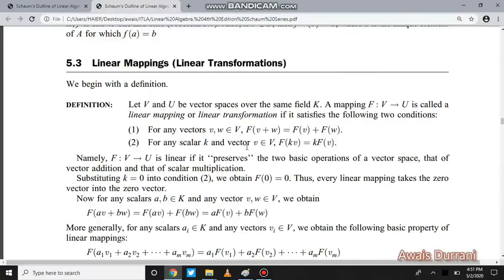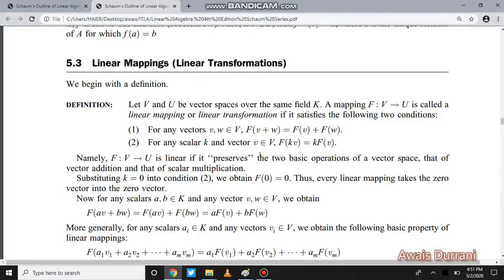This is the definition of linear transformation, which I explained. We have two vector spaces V and U, and a field of scalars K. Both the vector spaces are spaces over the field K, and we define a mapping f from V to U such that it satisfies these two conditions. One is the preservation of addition, and the other preserves the scalar multiplication property. When these two properties are satisfied by this mapping, we say that this mapping is called the linear transformation.